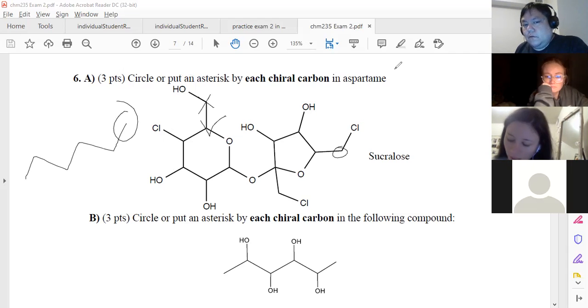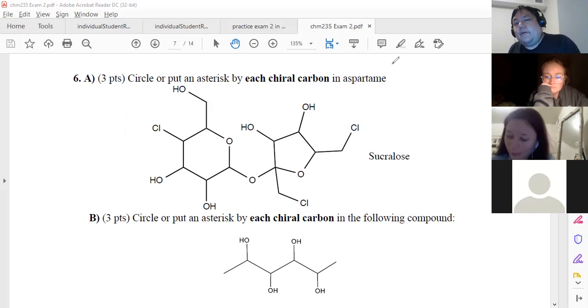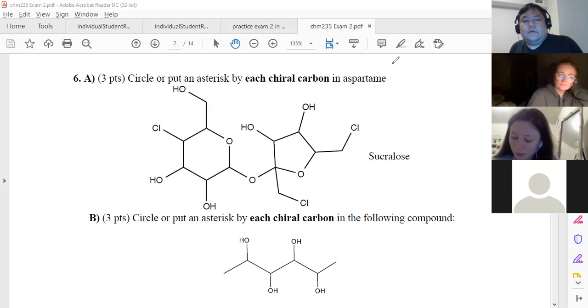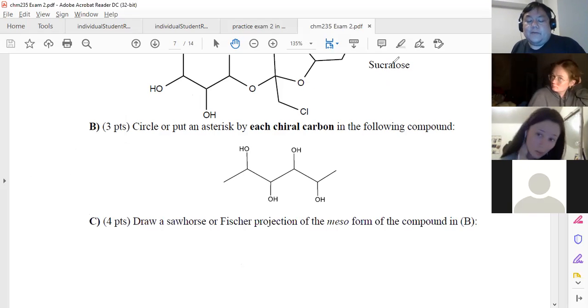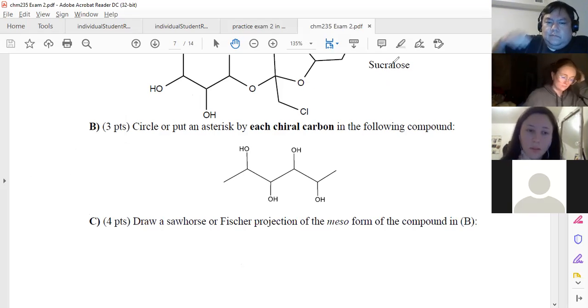And double bonds, right? Double bonds, triple bonds. Yep. Okay. Are you guys all good with that? Yeah. Okay. Figure out how many chiral carbons are in this one.